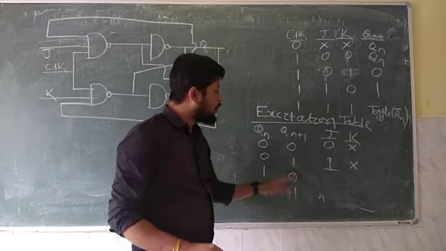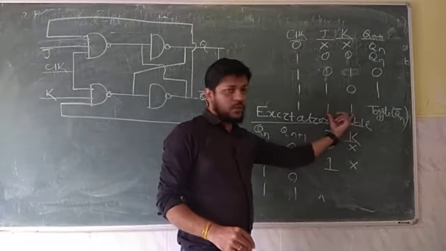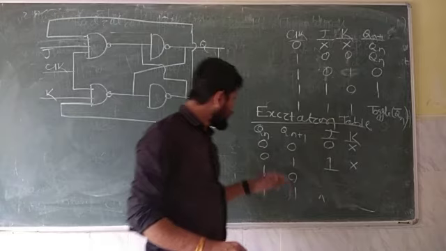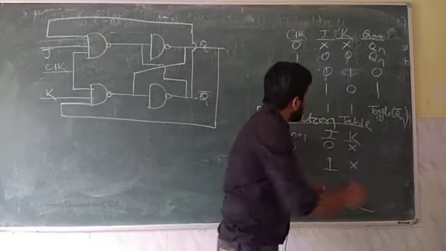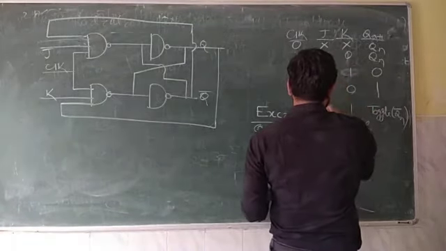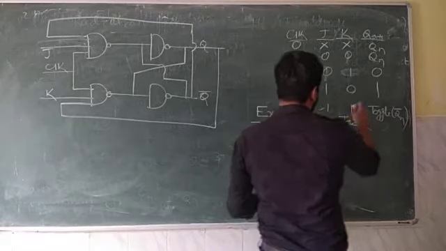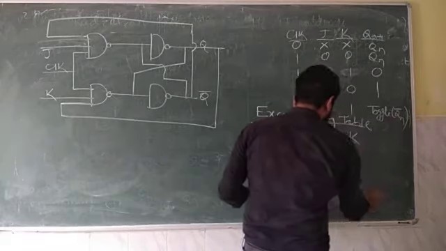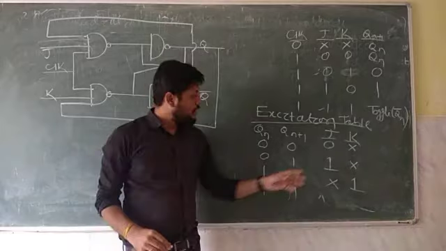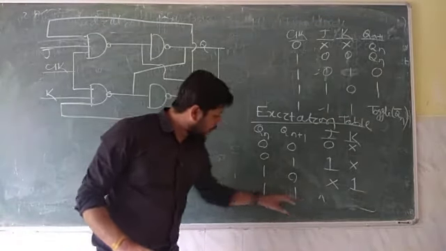Which case satisfies this 1 to 0? This 1 1, that is your toggle condition, as well as when the output is 0, for this case 0 1. In this case your J is 1 and 0. So that's why J is don't care, but K is constant, that is 1.